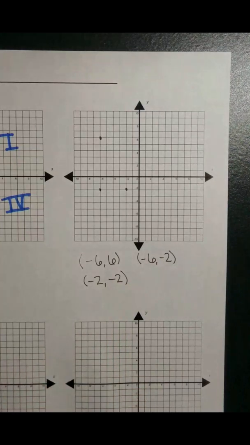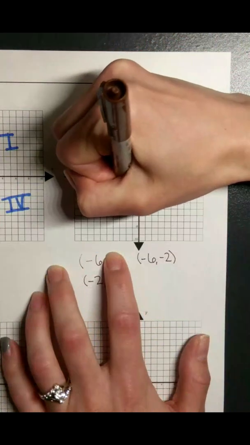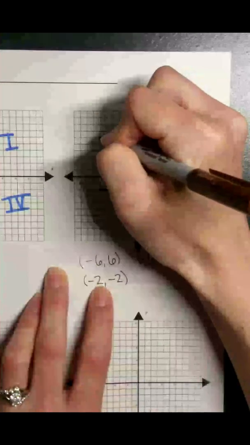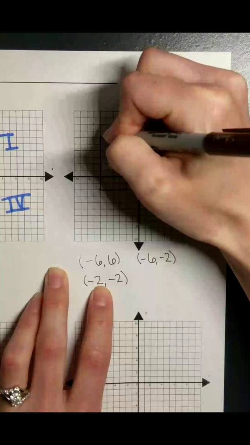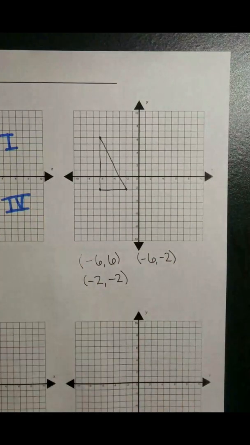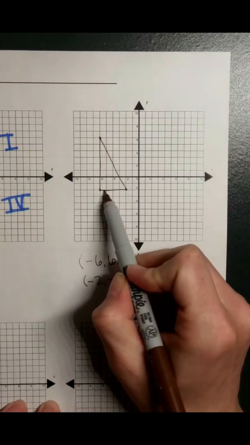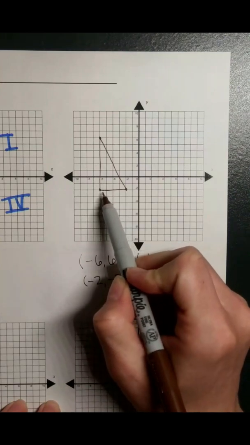Now I have my 3 points. By looking at them, you might be able to determine what shape this is. The last thing you would need to do then is just connect all of your points with lines. And then you can see I have a triangle, specifically a right triangle. I know that it's a right triangle because there's a right angle here in the corner.